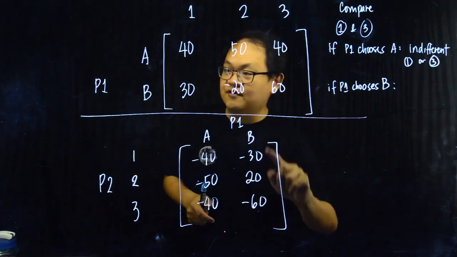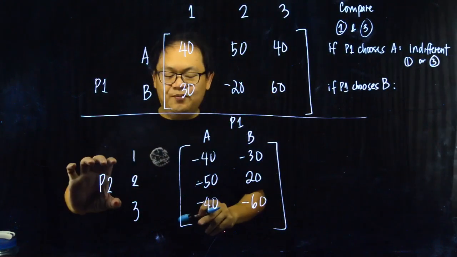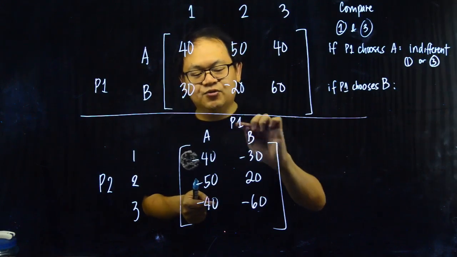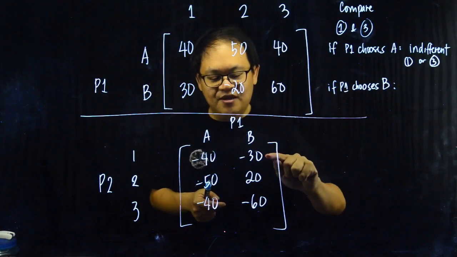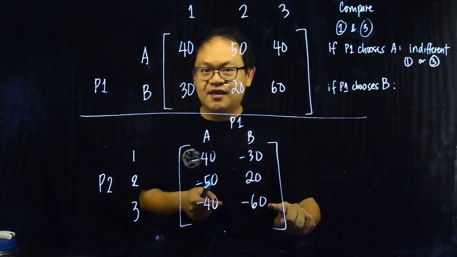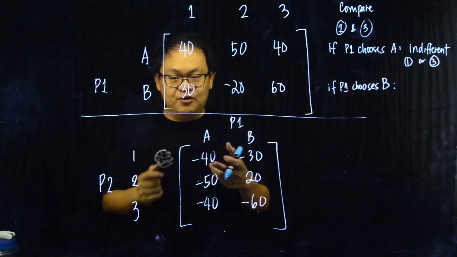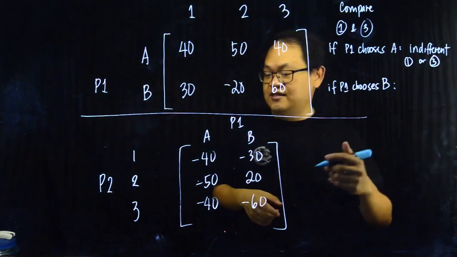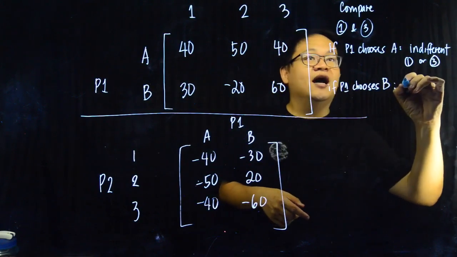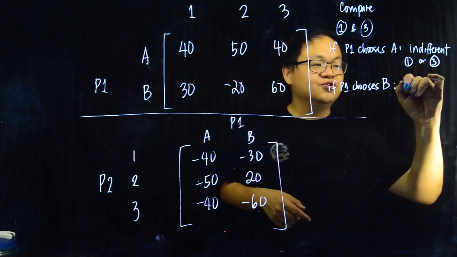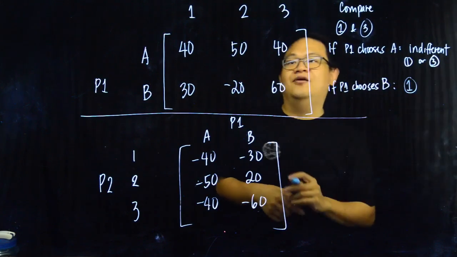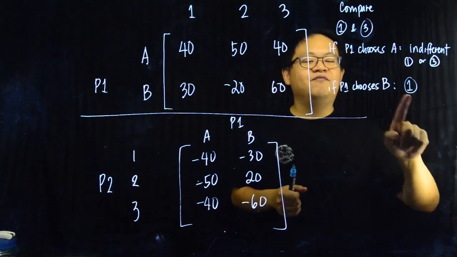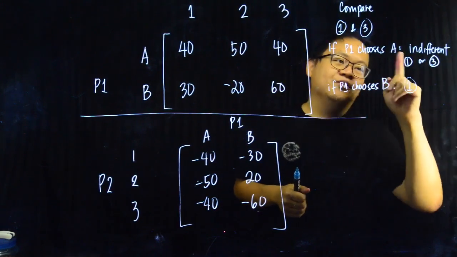It became actually negative 30 and negative 60. So from the point of view of player 2, what would you rather have if player 1 chooses B? Would you rather lose 30 or would you rather lose 60? In this case, I think because of the assumption of rationality, selfishness and greediness, player 2 will choose 1.